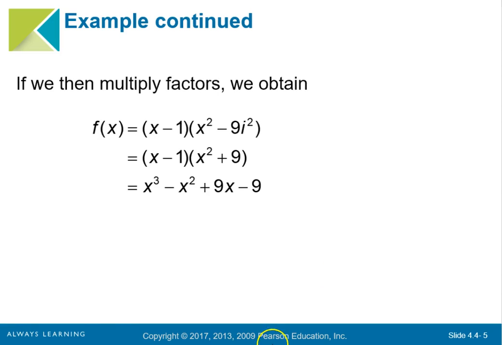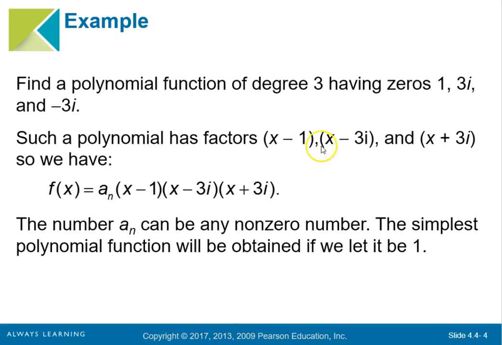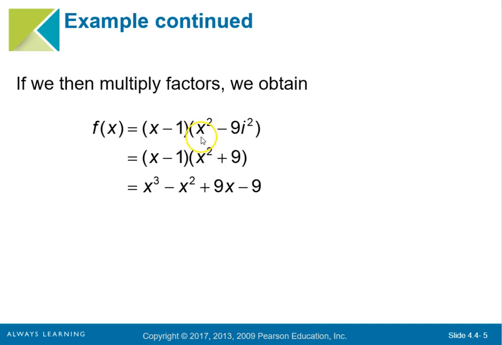Okay, we can then multiply the factors. We're going to get this. This is one of the reasons why it's really cool to use these numbers. If I take x minus 3i and x plus 3i, I'm going to get the squares of each of those. So I'm going to have an x squared minus 9i squared, and since i squared is negative 1, this becomes x squared plus 9.